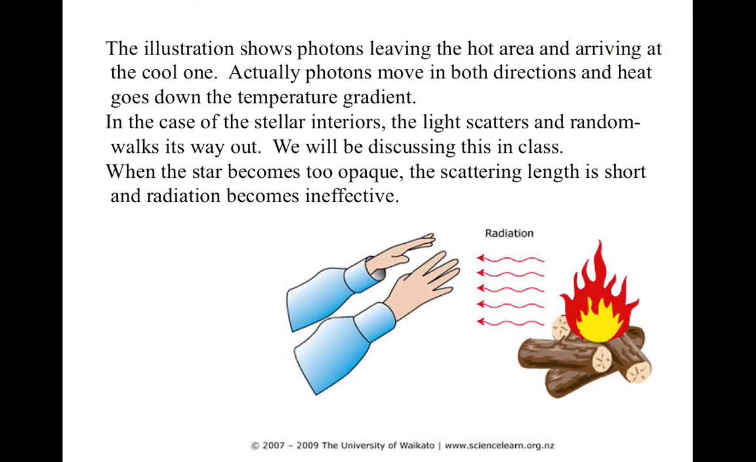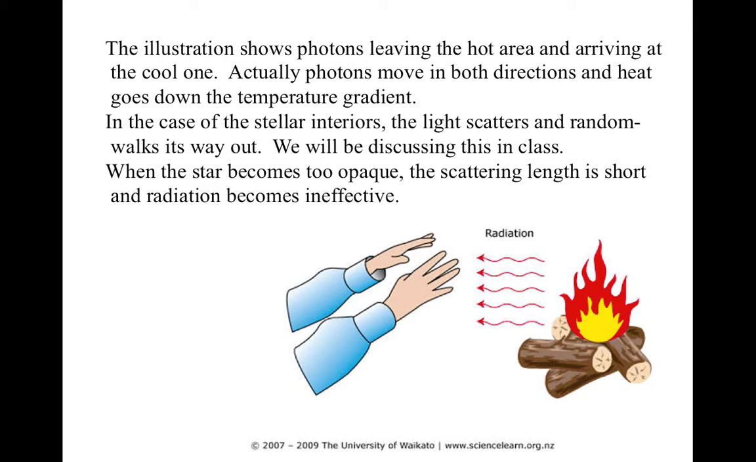Radiation works much more effectively. The illustration shows photons leaving a hot area in the fire and arriving at a cool one. Actually, photons are moving in both directions. Your hands are warm and they're radiating energy as well, but the dominant flow of energy is down the temperature gradient because the hotter things are much brighter and they send out radiation that then heats the cooler things.